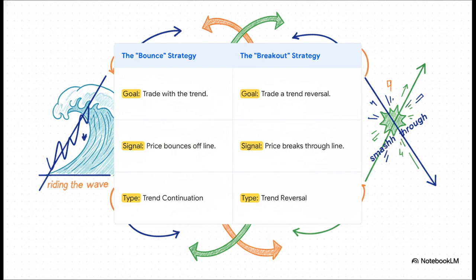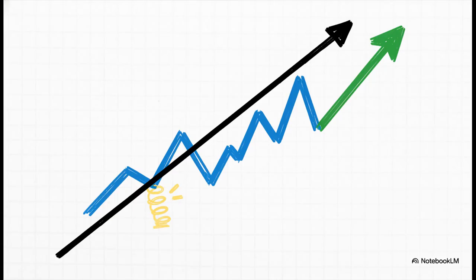Price comes down, kisses your trend line, bounces off, and you're looking to ride that wave. With the breakout strategy, you're making the opposite bet. You're saying this trend is done. Price smashes right through your line, signaling that a whole new trend might be started. So let's dig into the bounce.